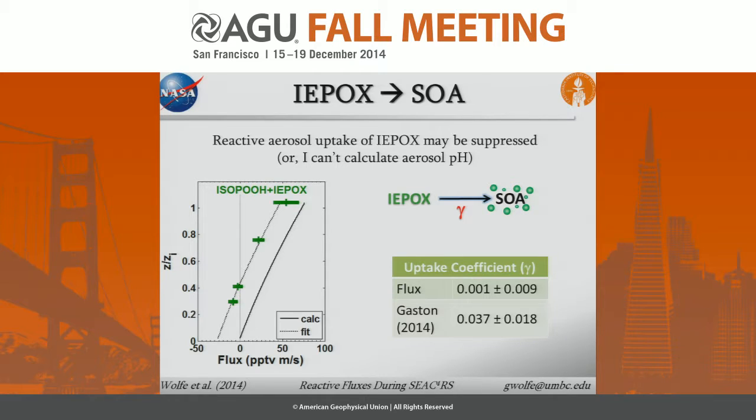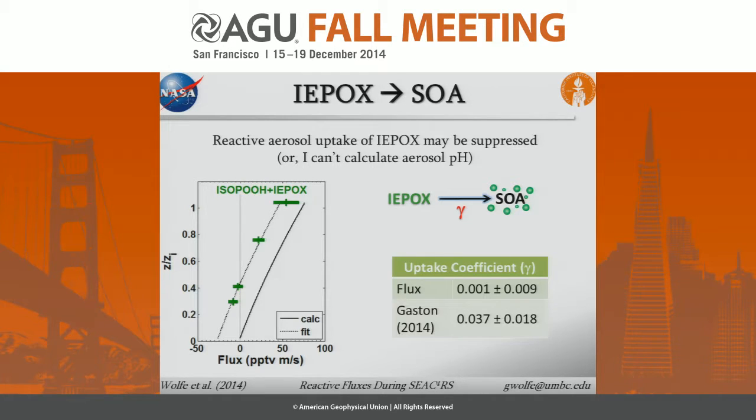Okay, another hot topic that Jose talked quite a bit about today was formation of secondary organic aerosol from isoprene epoxides. Now, the Caltech instrument gives us the sum of these two, so these green bars show the measured flux profile for both of those. And then this is the calculated profile, basically using only gas phase chemistry, so I haven't included any aerosol chemistry here. And you can't tell, but there is actually a tiny difference in the slopes here.